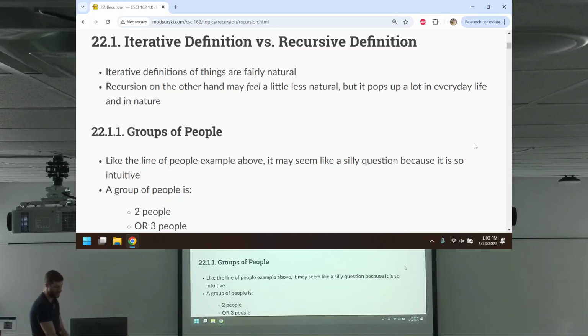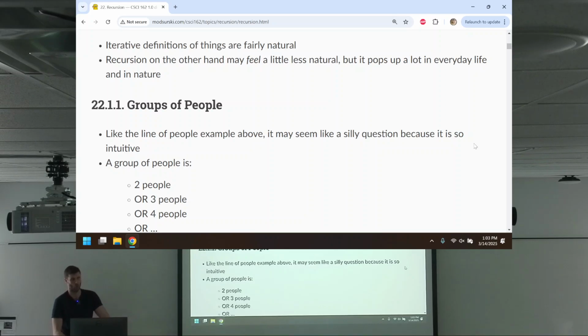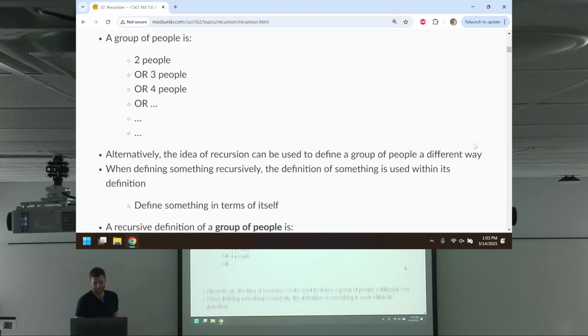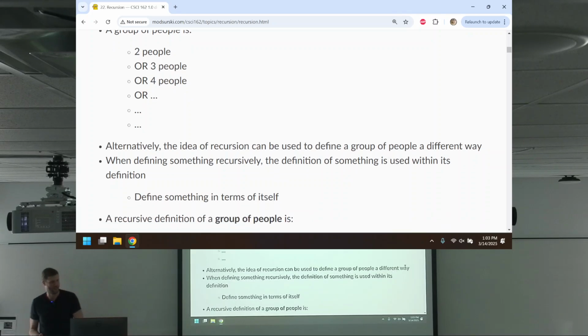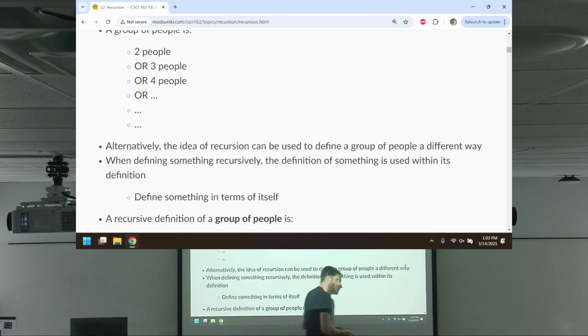Well, I could say a group of people is going to be 2 people, or 3 people, or 4 people, or 5, or 6, or 7, and we can go on forever, right? It's an infinite thing, as long as you have more than one person. But that's an iterative definition: exhaust the things. But we can use the idea of a group of people to define a group of people, which is weird.